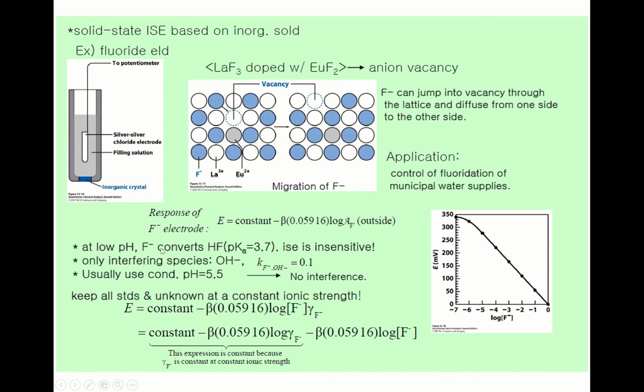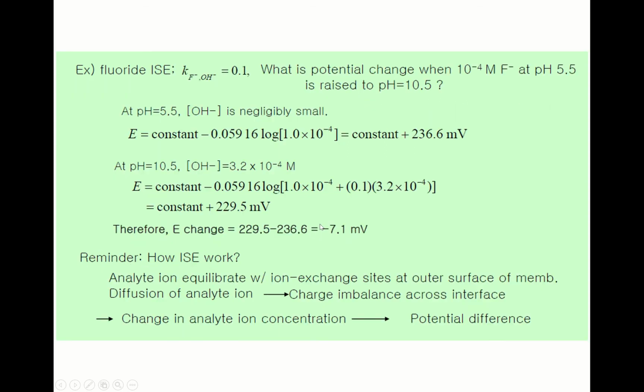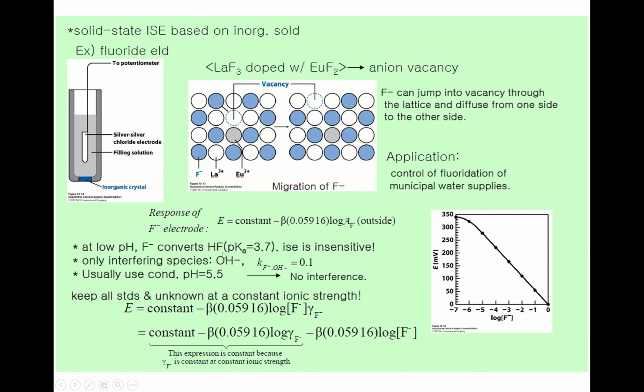So some of the fluoride ions exist in the form of HF, because pKa equals 3.7. The ISE is insensitive in that case. In the presence of hydrogen fluoride, this ion selective electrode doesn't respond to fluoride ion very well. But here the only interfering species is hydroxide ion, as we considered in this example, and the selectivity coefficient is 0.1.